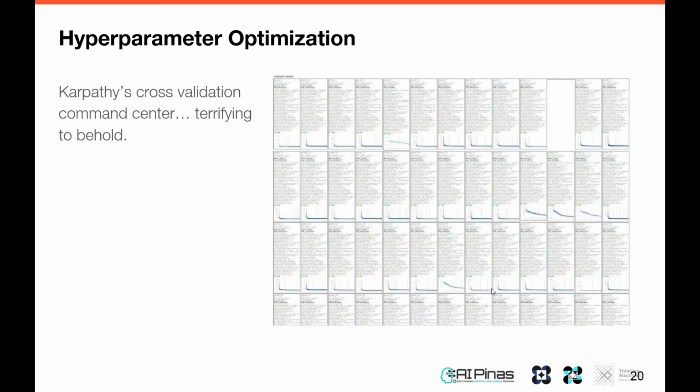Even so, you will probably be testing out the same model architecture across many different hyperparameter choices. This is from Andrej Karpathy, his cross-validation command center. Each one of these is the same model that he's running with different hyperparameter choices. And this is what he has to eyeball as his command center as he trains. Kind of scary. But hey, if one of the best AI engineers in the world does it this way, don't feel too bad about your own overloaded machine.